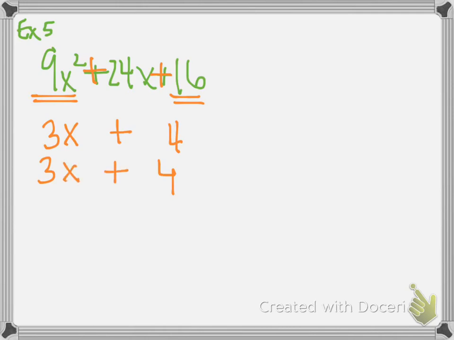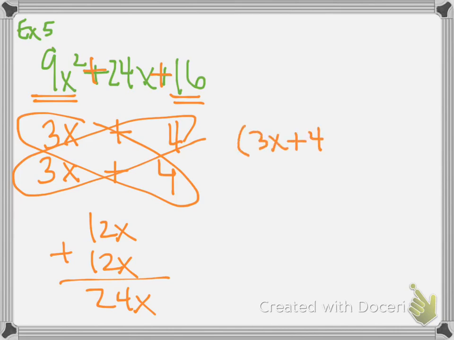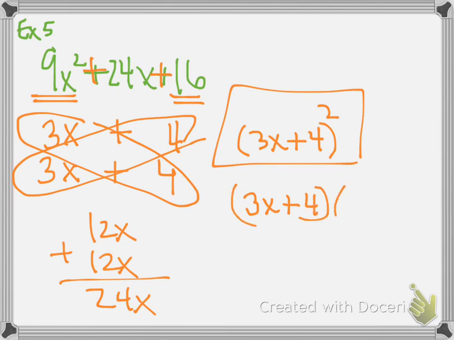How do I check my work? 3 times 3 is 9x squared. 4 times 4 is 16. Here's how you get the middle. 12x plus 12x is 24x. Awesome. All right. Here's how you write the answer. 3x plus 4 squared. Or you could write it like this. Okay, awesome.